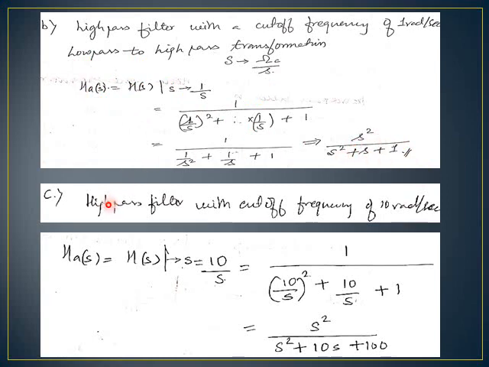The third one, high pass filter with a cutoff frequency of 10 radians per second. So the transformation for low pass to high pass is omega c by s. So the value of omega c is 10. So 10 by s is replaced in the transfer function, and we get the answer as s square divided by s square plus 10s plus 100.